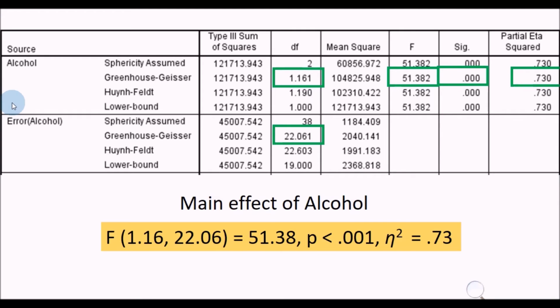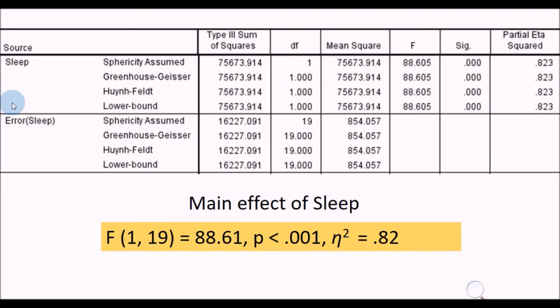So we've got a main effect of alcohol, which is significant, and then we'll move on to the sleep main effect now. Again, we can just pick out the relevant bits of data. The degrees of freedom now is 1 and 19. You can see that I've used the sphericity assumed degrees of freedom here. Now you can look at the Greenhouse-Geisser statistics and see that they're exactly the same. It hasn't adjusted the degrees of freedom. And this is because, as I said, you don't need to worry about sphericity when you've just got two conditions in an independent variable. So here we can report 1, 19. The F statistic is 88.61. The p-value is less than 0.001. And the eta squared, or partial eta squared, is 0.82.